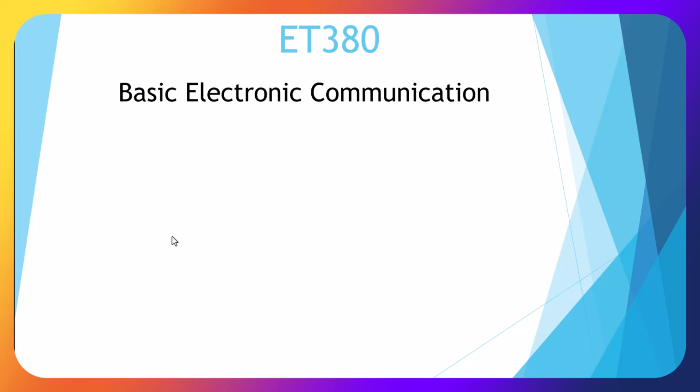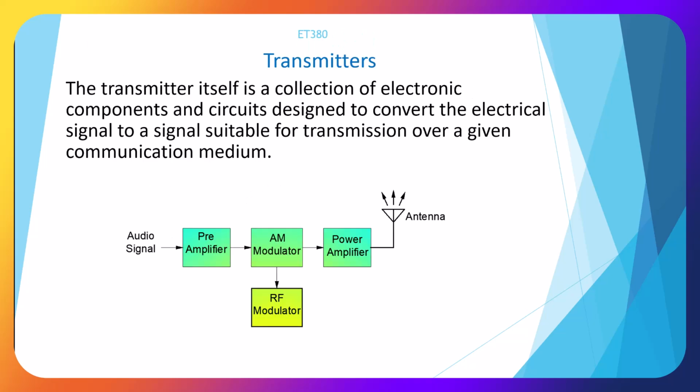Welcome to ET380. This is a lecture on basic electronic communication. One of the main components that we're going to study is transmitters. The transmitters are a collection of electronic components and circuits designed to convert the electrical signal to a signal suitable for transmission over a given communication channel.